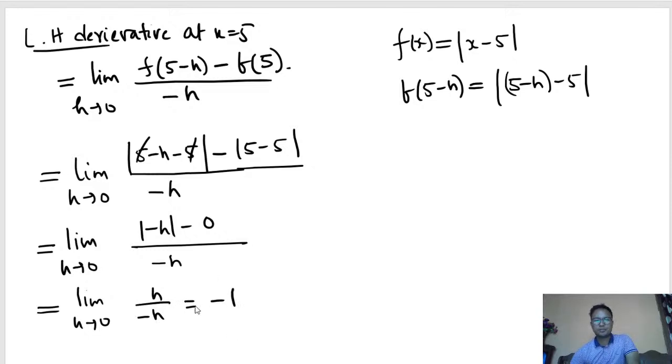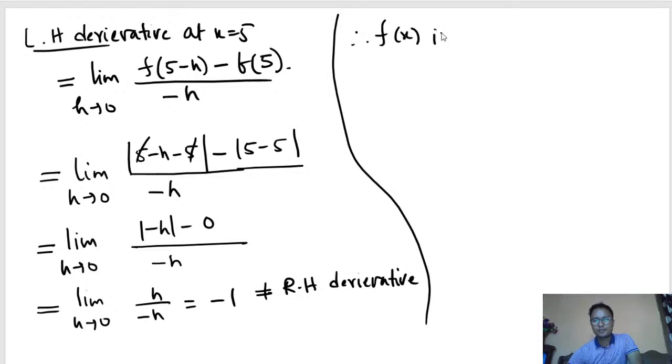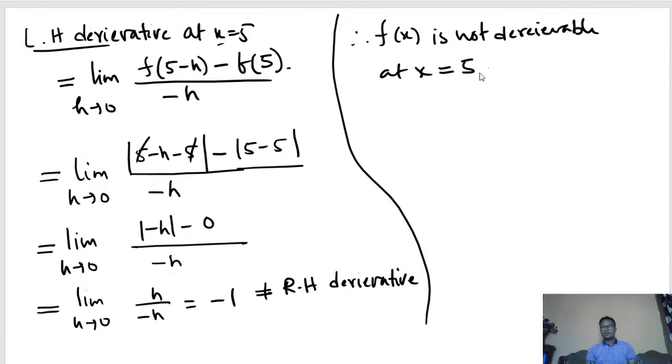So this will be -1. The right hand derivative and left hand derivative are not equal. What we get by conclusion, we say that the function is not derivable at the point, right? Therefore, f of x is not derivable at x equal to 5.